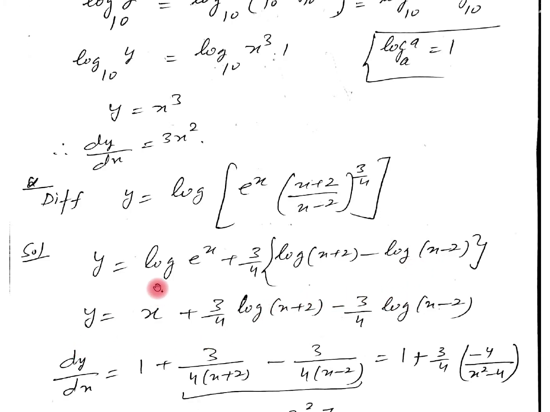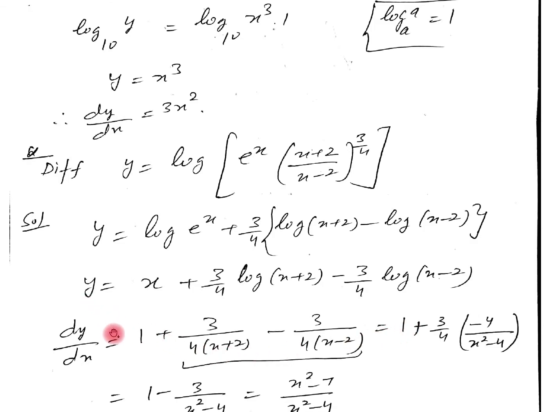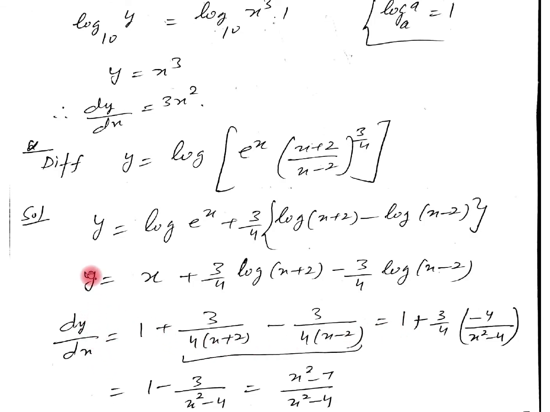Now again, log and exponent are reciprocal functions of each other, so they will cancel each other. We are left with y equal to x plus this remains as it is. We can open the bracket if we want: 3 by 4 log of x plus 2 minus 3 by 4 log of x minus 2. Again differentiating with respect to x, therefore dy by dx, the derivative of x is 1. 3 by 4 as it is. Derivative of log of x plus 2 is 1 upon x, our x is x plus 2, so it can be written as 1 upon x plus 2.